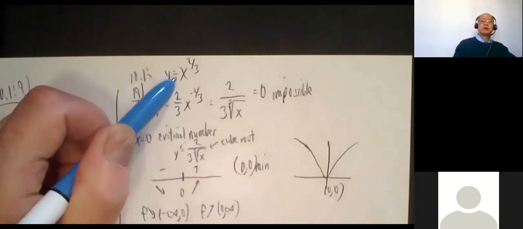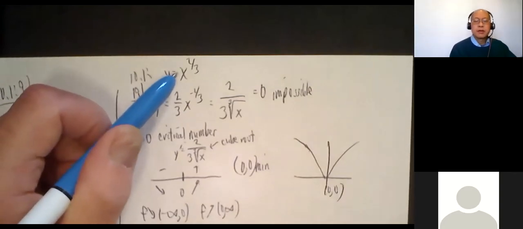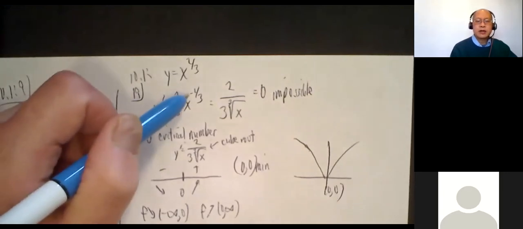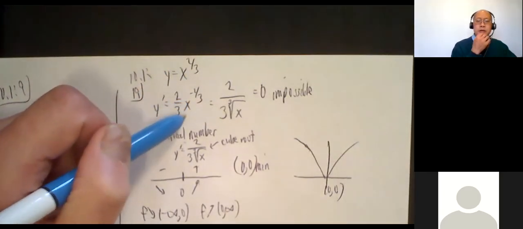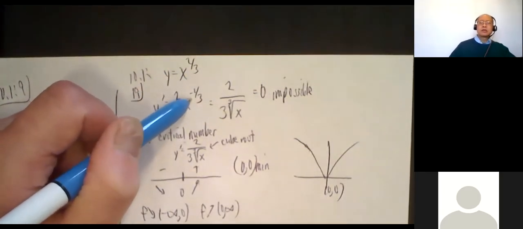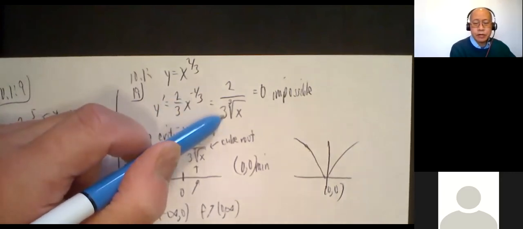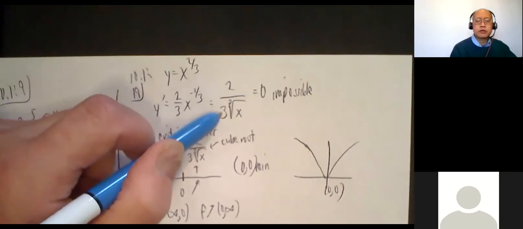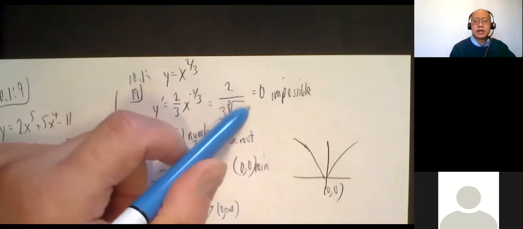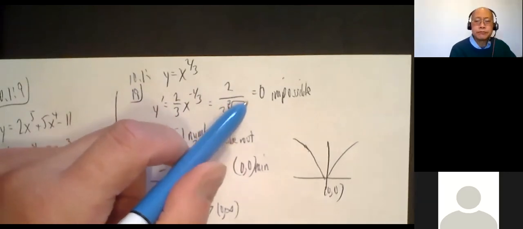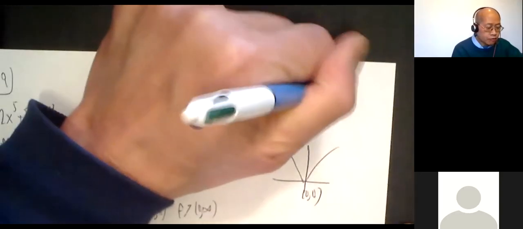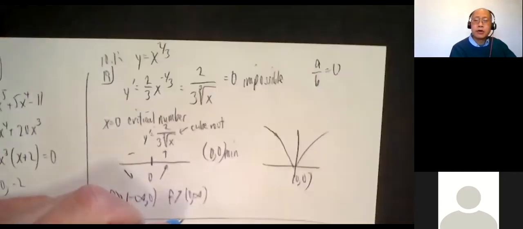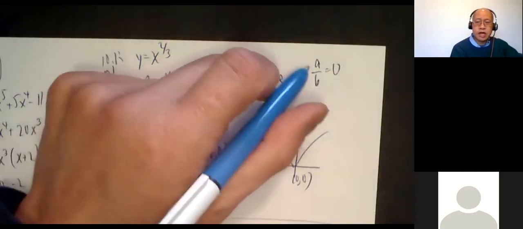x to the 2/3. The derivative is 2/3 x to the negative 1/3. 2/3 minus 1 is negative 1/3. This means cube root on the bottom, right? 2/3 cube root of x. First, I set it equal to 0. But this is impossible. A fraction is equal to 0. Stop and think about it. You have a fraction, like a over b. When is it equal to 0? When the top is 0.